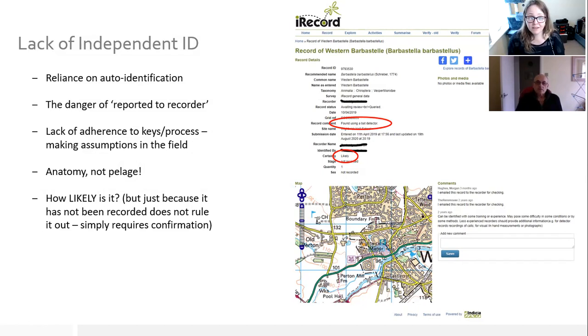And this is one that I got very excited about when I first saw it. As you can imagine, it's a record for within our county boundary of a barbastelle, which would make me do a cartwheel. However, the recorded comment was found using a bat detector.